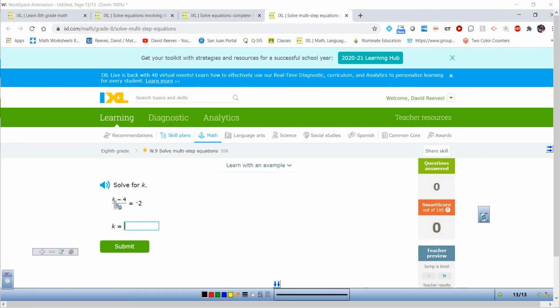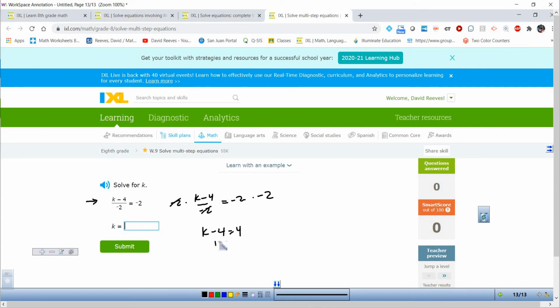If you take a look, remember we want to do the opposite operations in the opposite order. If I was going forwards, I would start with k, I would subtract 4, and then I would divide by negative 2. So if I'm working backwards, well, the last thing we did was divide by negative 2. So the first thing I'm going to do is multiply both sides by negative 2. Okay, so I'm going to do negative 2 times this side and negative 2 times that side. That's going to eliminate the denominator there. So I get k minus 4 is equal to 4.